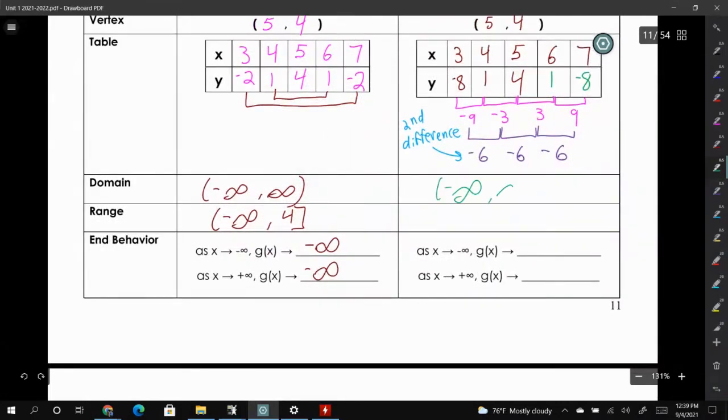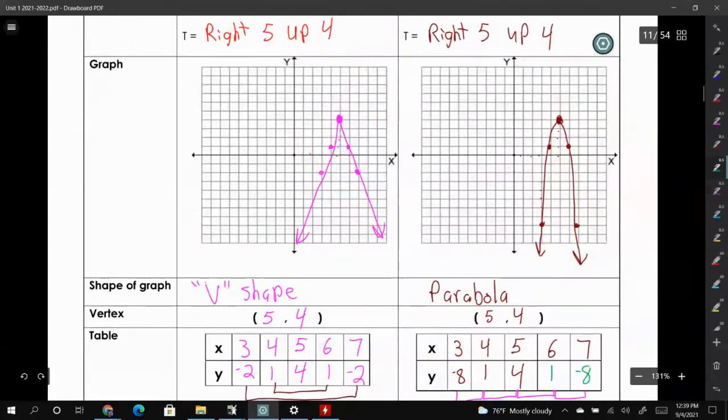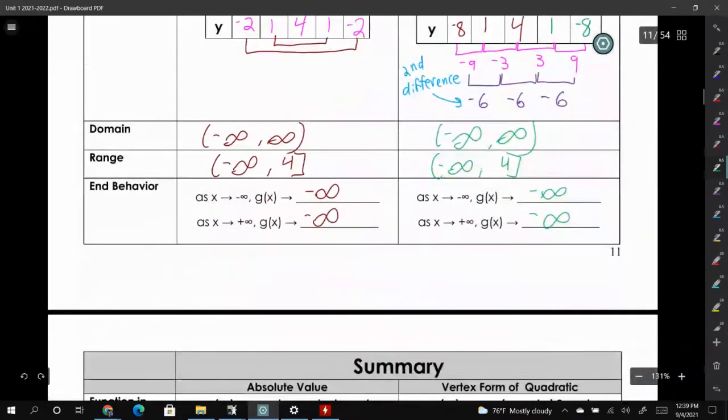So domain, the range, and then the end behavior is the same. And that should make sense. If you look at our graph, the biggest y value we have is right here at 4. And the graph goes down, and the y values go all the way down to -infinity. And both ends are going down, so that's why the y values, or g of x here, approaches -infinity.